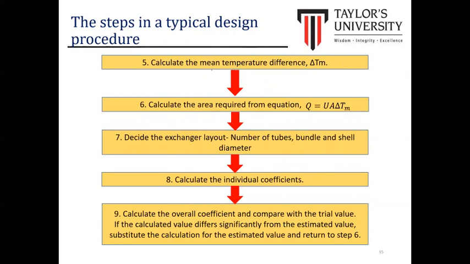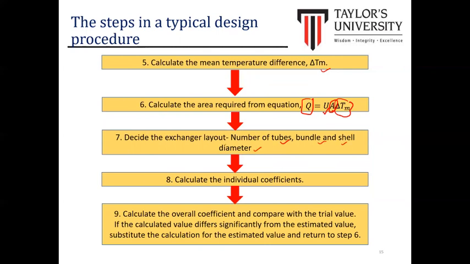Then we may calculate the mean temperature difference, and then we can calculate the value of the area here, because we have the Q. Q can be obtained after you perform the energy balance, and the U is the trial value that you obtain from the diagram or the table. After that, we may proceed to the detailed design by deciding the exchanger layout, including the number of tubes, bundle, and shell diameter.